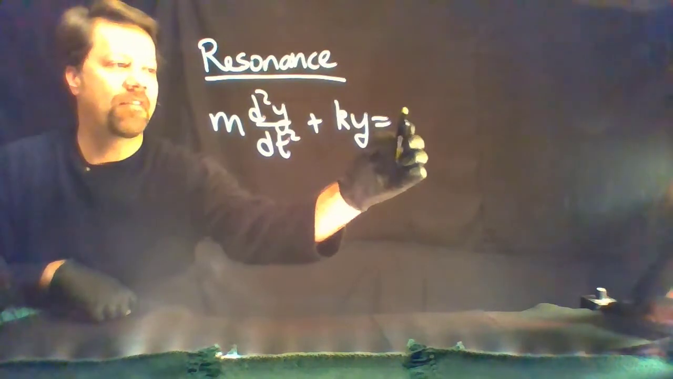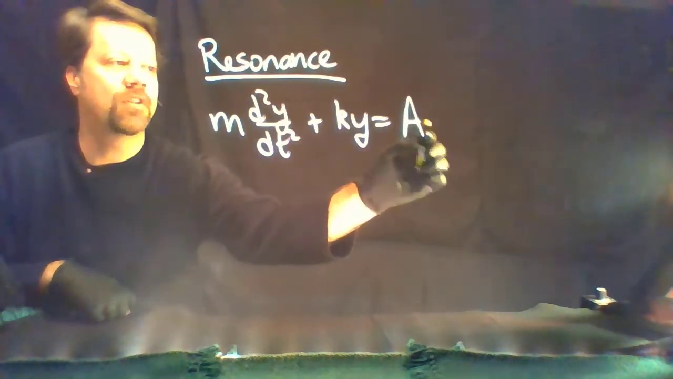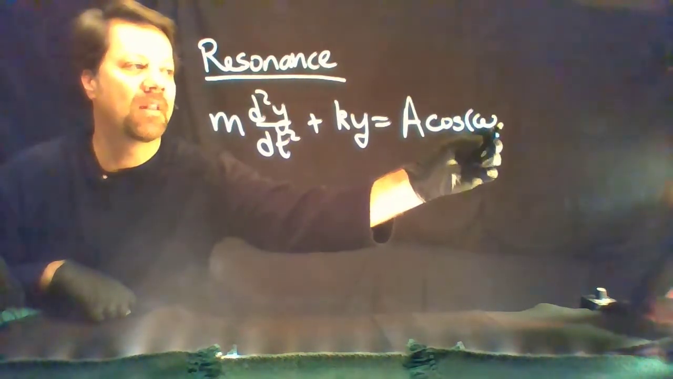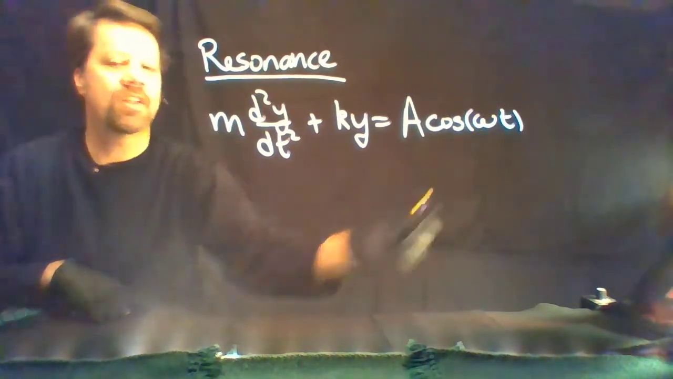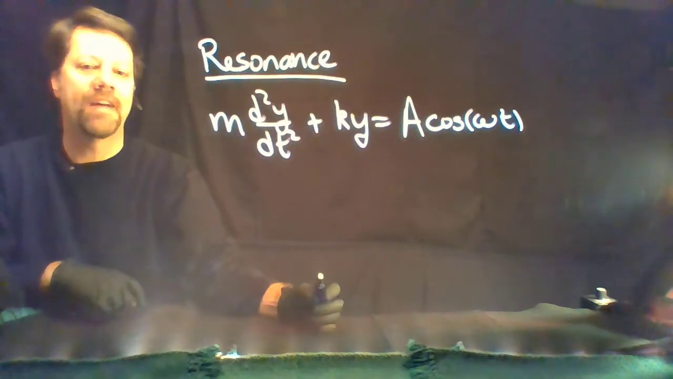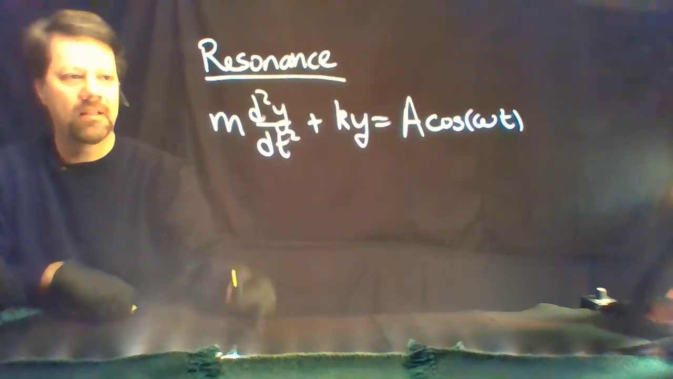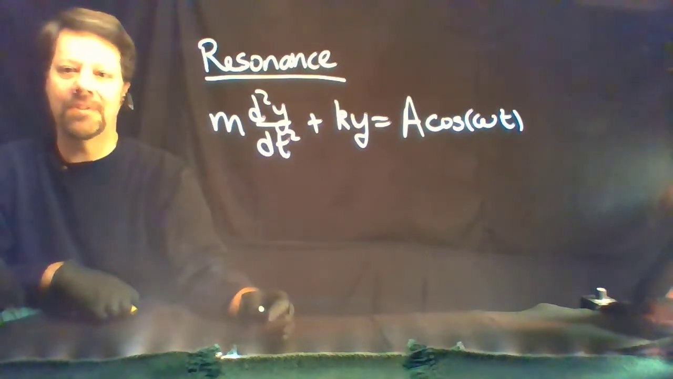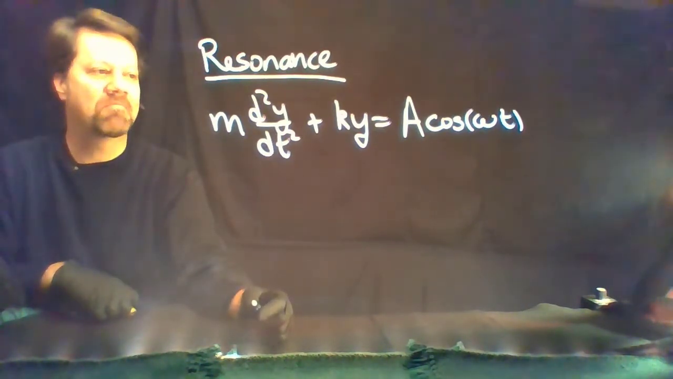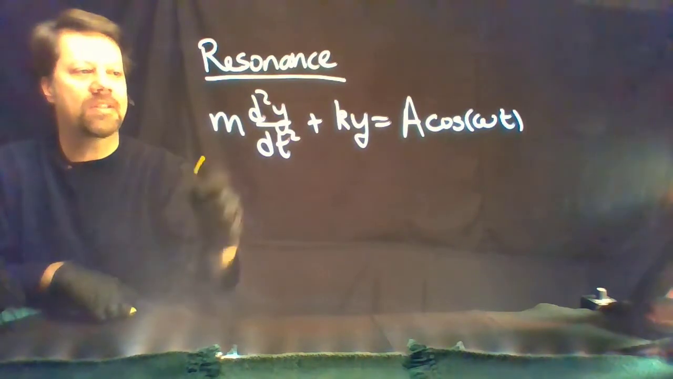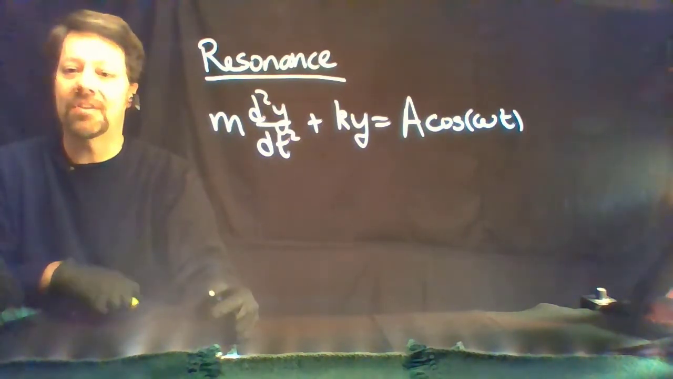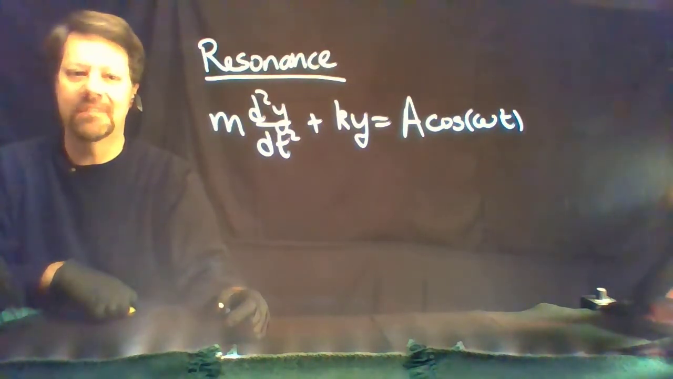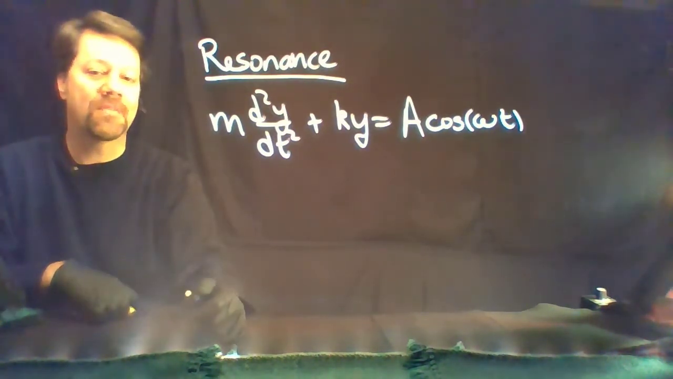We'll have the external forcing function be a sinusoidal function with amplitude A, and we'll have an adjustable period. The period is 2 pi divided by omega, and so we'll be able to adjust that to match the natural frequency of the oscillator as necessary. So this is a second-order linear constant coefficient non-homogeneous ordinary differential equation. We know how to solve these.